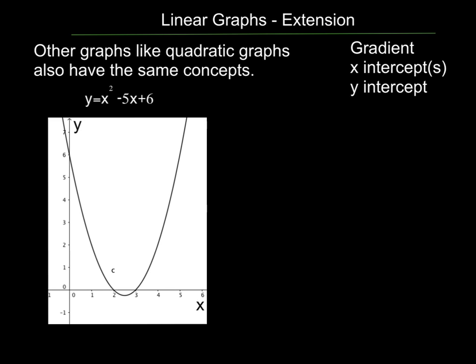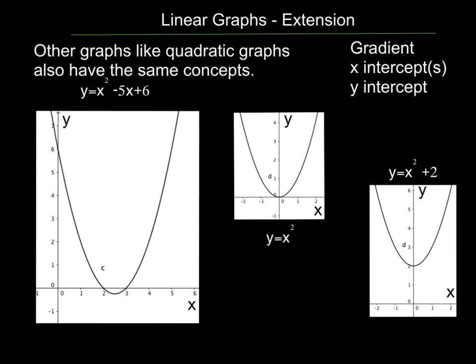It also has a gradient. The gradient is constantly changing though. If I start here and walk along the graph, I go downhill, which means it's negative, and it's pretty steep, so it's a fairly high negative value. Then it starts to level out and becomes flat at the bottom. It's like a valley, isn't it? And then it increases in its gradient again as it goes back up again. So unlike linear graphs where the gradient stays the same, for a quadratic graph the gradient is continually changing.